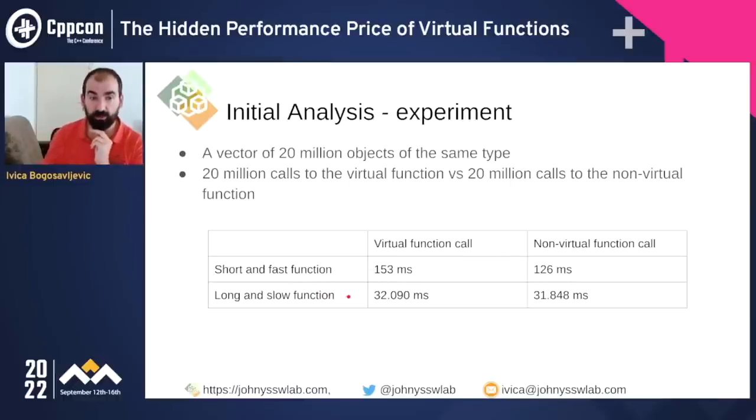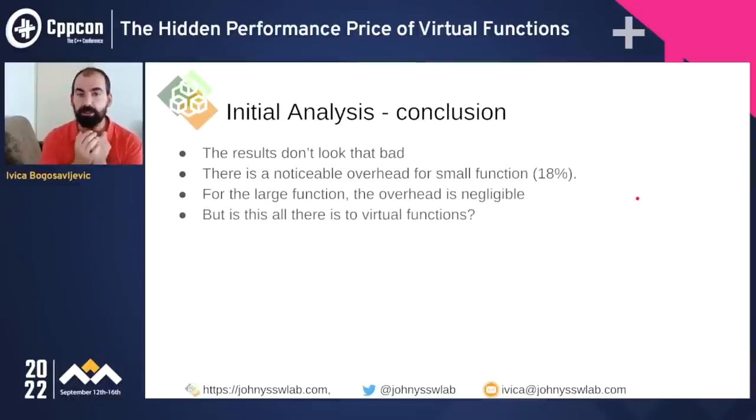For a long and slow function, a call to a virtual function takes 32.09 seconds, and a call to the non-virtual function takes 31.84 seconds. So in the case of the long and slow function, there is almost no difference between a call to a virtual function and a non-virtual function. So what does this tell us? There is some slight overhead of using virtual functions; for a short and small function it is measurable, but for a long and slow one, it's almost invisible. So the results don't look that bad.